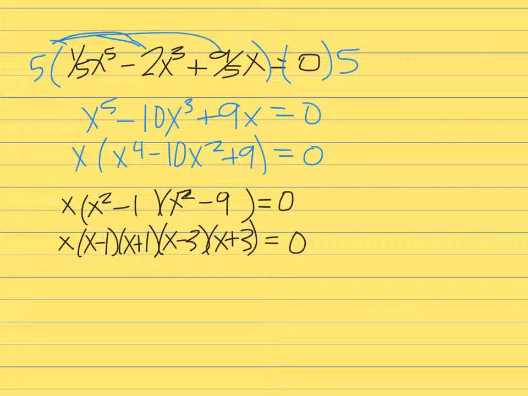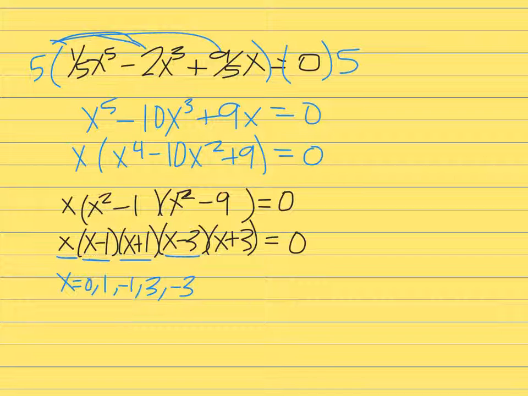So if I set x equal to 0, I'm going to get x equals 0. If I set x minus 1 equal to 0, I'll get 1. X plus 1 equals 0 will give me negative 1. X minus 3 equals 0 will give me 3. X plus 3 equals 0 will give me negative 3. So this function actually has 5 zeros.